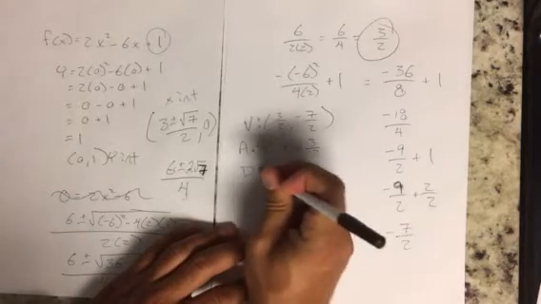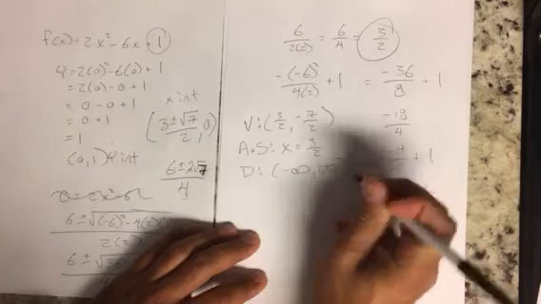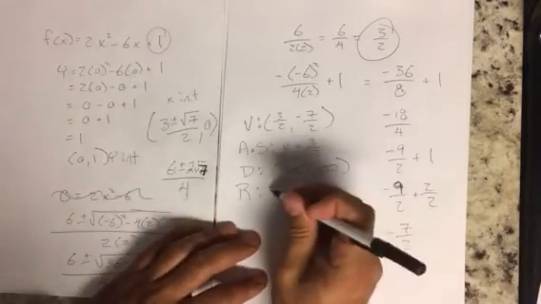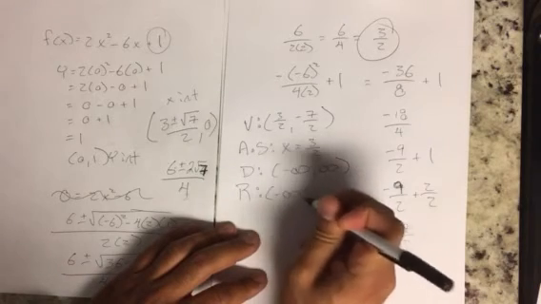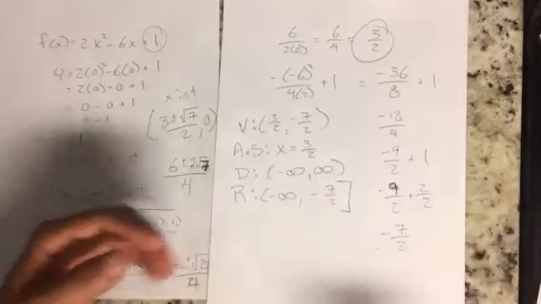My domain is negative infinity to infinity. And my range, a is still a positive value, so it's going to be negative 7 over 2 to infinity. And that's all we're doing today.